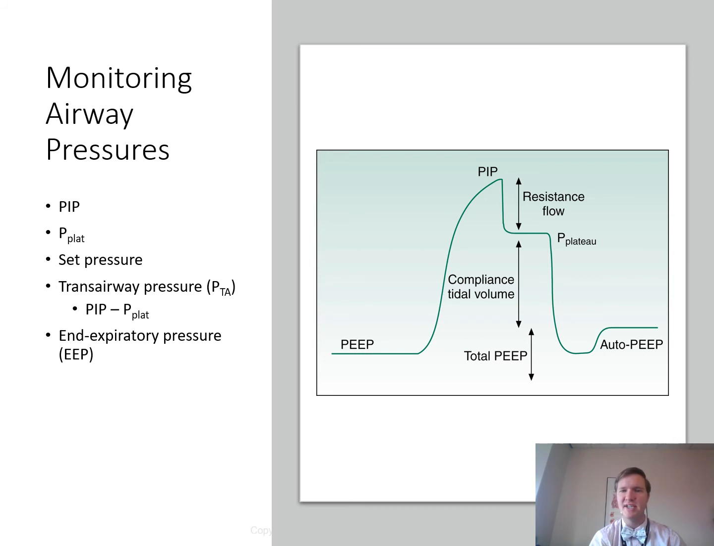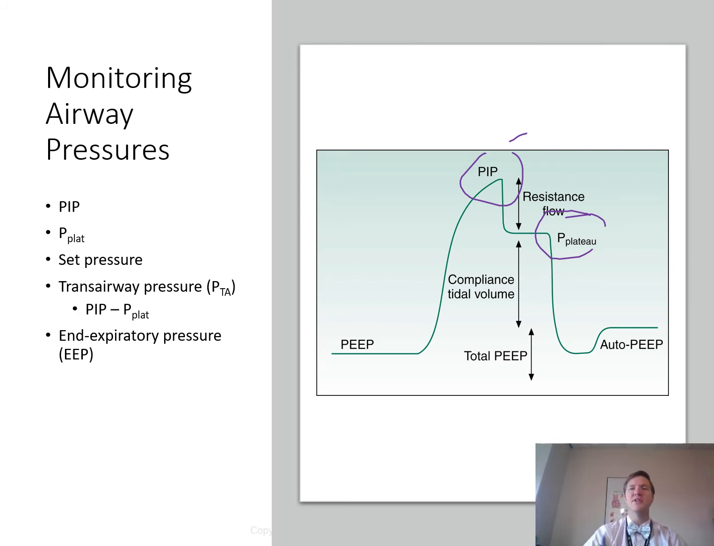So here you're seeing the peak inspiratory pressure, right? Here's your PIP up here, and then here's a plateau pressure down there, right? So when we're looking at this, the difference between the peak inspiratory pressure and the plateau pressure is what's called the trans airway pressure. So the gradient between your PIP and your plateau is your trans airway pressure, right?